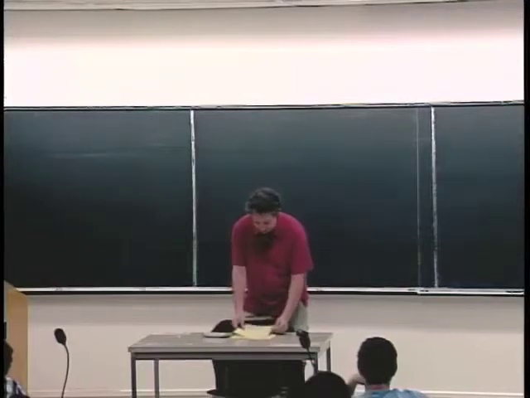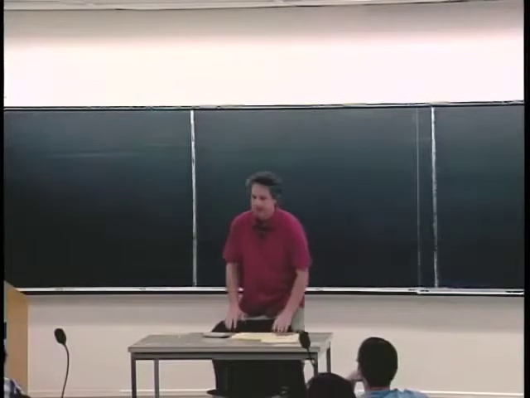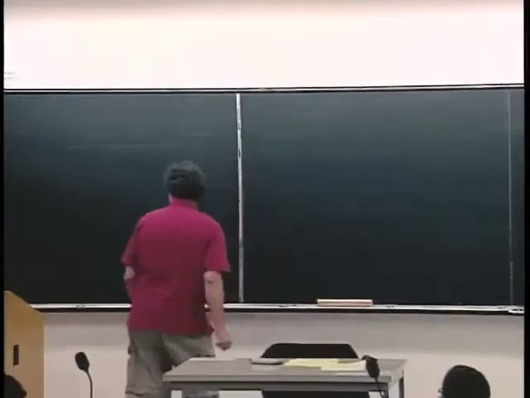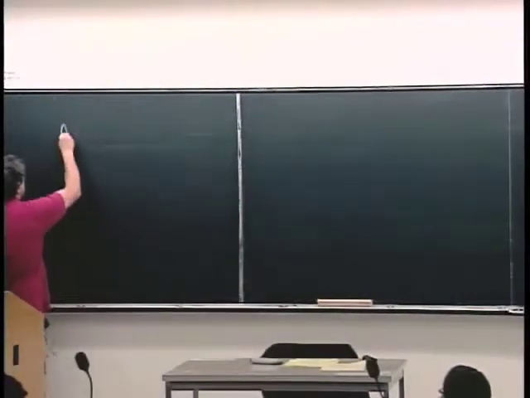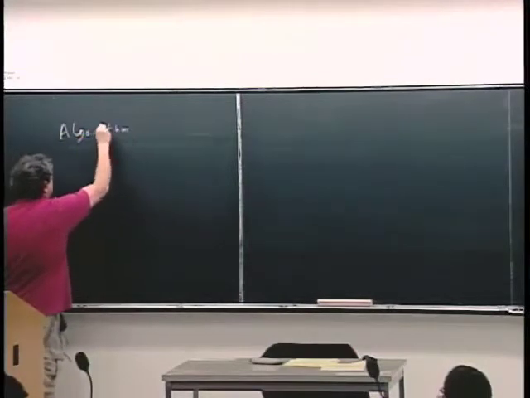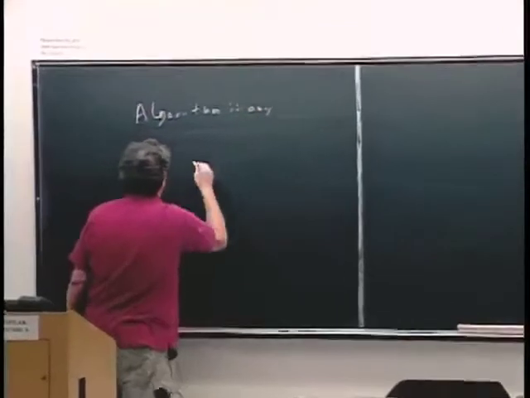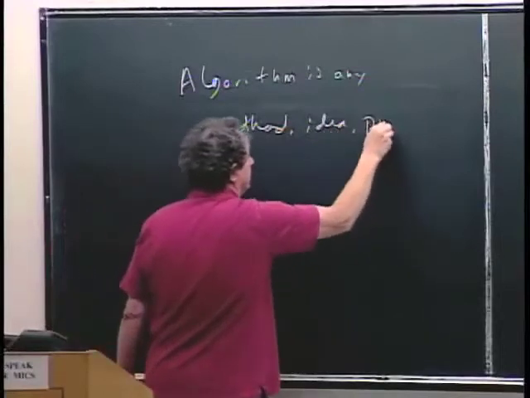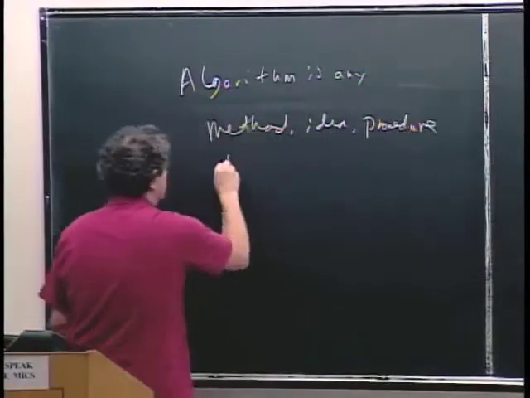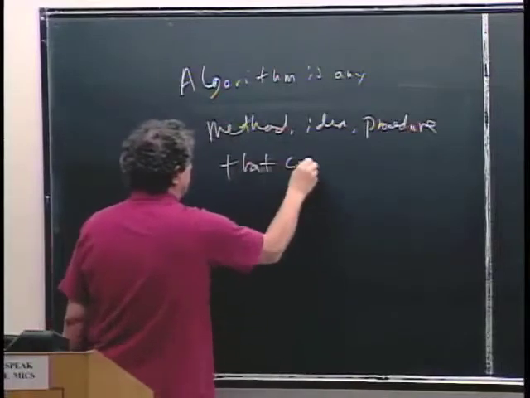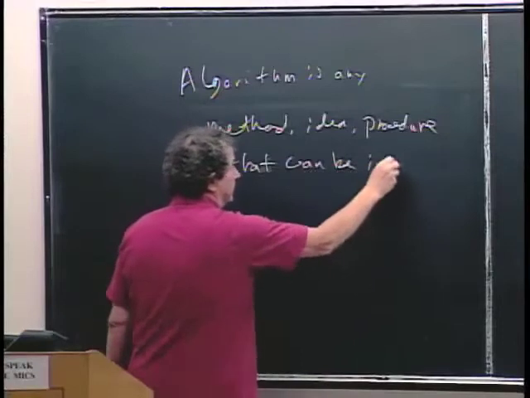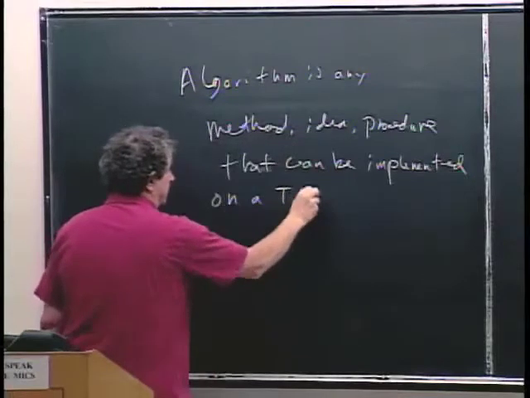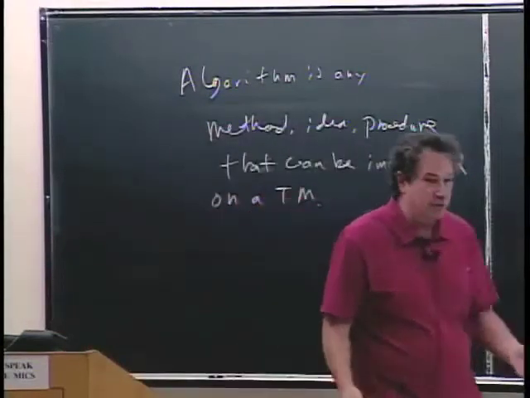Okay, so last time I talked about the Church-Turing thesis, and I just want to remind you of what that is, which is a formal definition of what an algorithm is. An algorithm is any method or idea or procedure that can be implemented on a Turing machine.